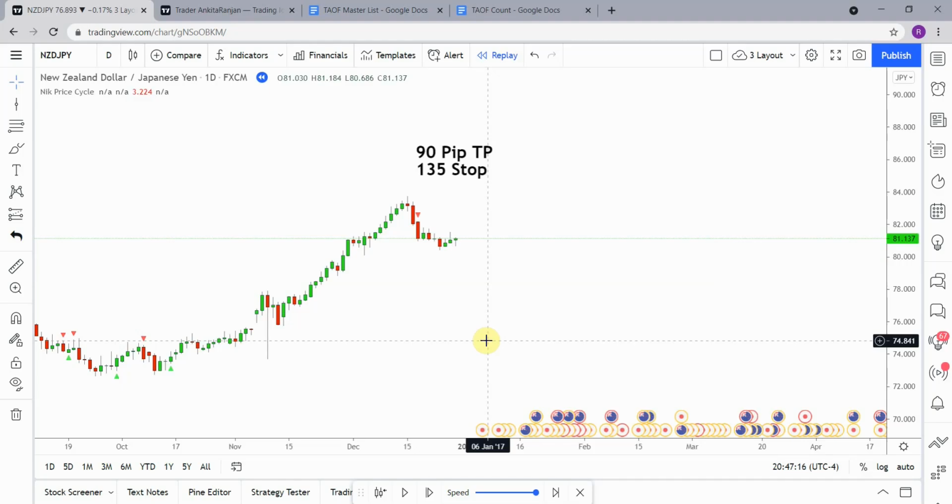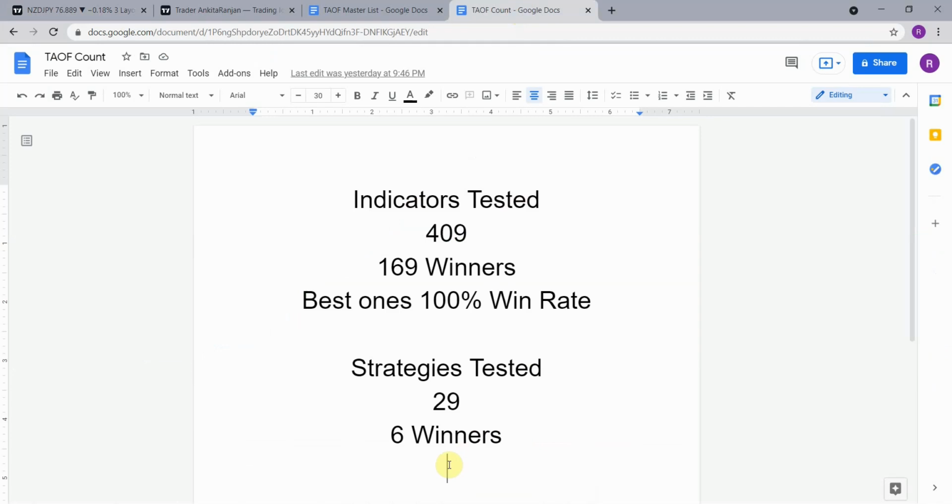Alright, as I said, today we will be testing the NIC price cycle indicator. Before we do though, I wanted to put the testing scoreboard up for everyone to see. So to date, we have tested a total of 29 different strategies, with 6 of them being winners. We have also tested a total of 409 indicators, with a total of 169 winners, which means that they have met or exceeded the 60% win-loss ratio threshold that we have set for them. The best ones so far were able to achieve a 100% win rate. Now you need to go back and watch those videos to understand the context of how they were able to achieve that. But as we are working on building the best trading system possible, you can take any one of those 169 indicators and get out there and start potentially profitably trading the markets with them now.